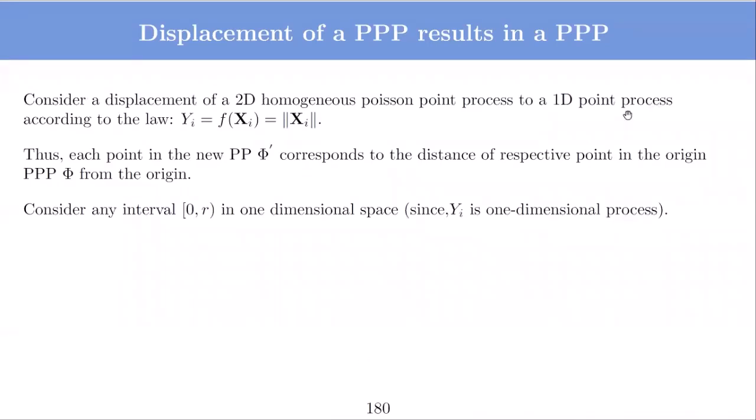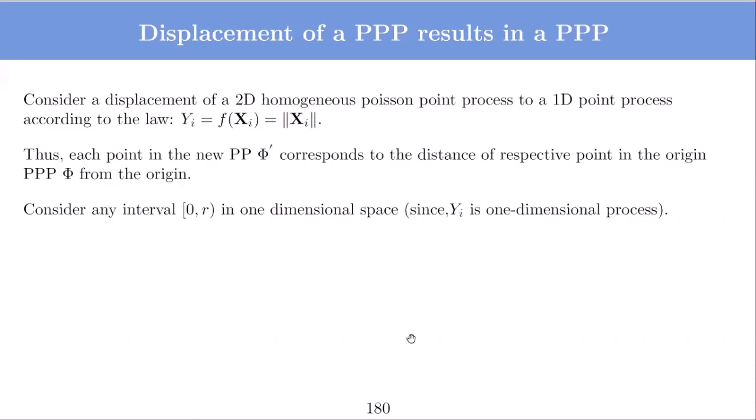Now let us take one more example, a different displacement. Consider a displacement of a two-dimensional homogeneous point process to a one-dimensional Poisson point process, according to the law that you take this point xi, you compute its norm. Whatever is the norm, you take that as the new point. This is also a function of xi, so this is a valid displacement. But here I am also having a point process in a different dimensional space. Because the norm is a scalar value, the new point process will only have one coordinate. This is a one-dimensional point process.